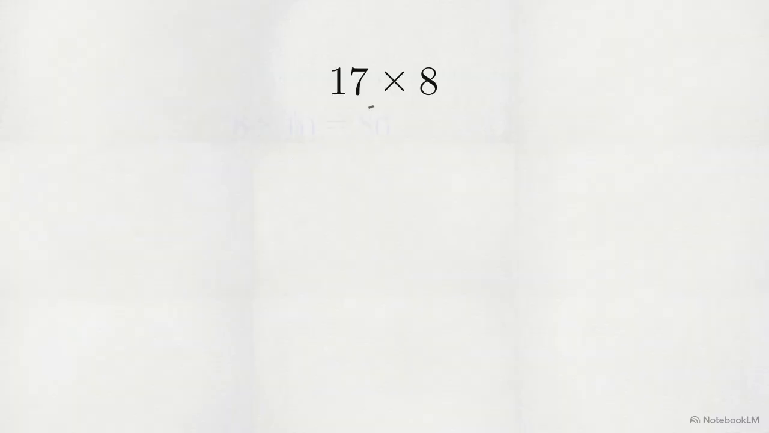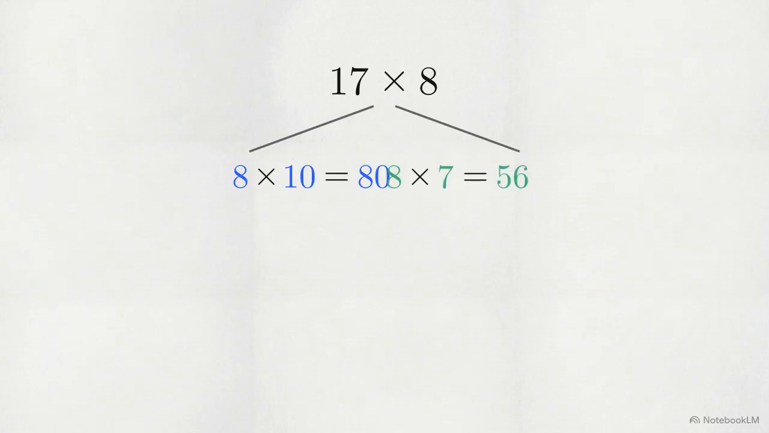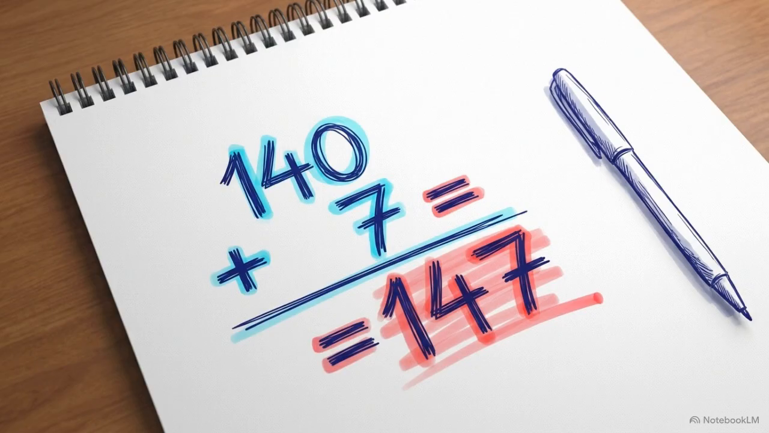This rule remains consistent regardless of the digits. For 17 times 8, we do 8 times 10 to get 80, then 8 times 7 to get 56. 80 plus 56 gives us 136. The left-to-right framework neutralizes the need to hold numbers in your head. You are simply performing a two-step addition sequence.